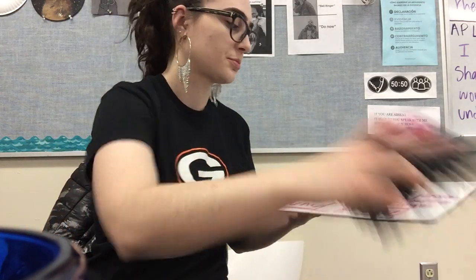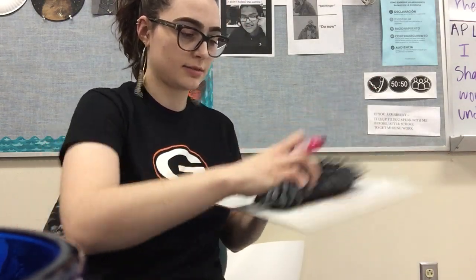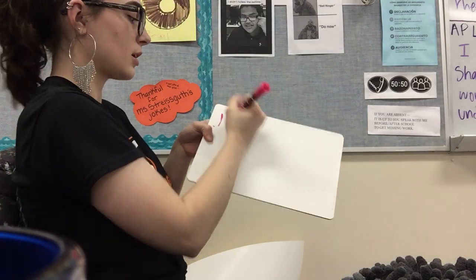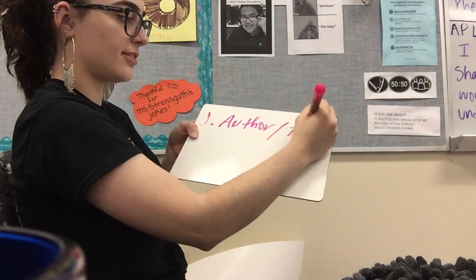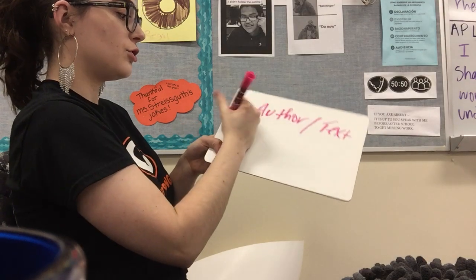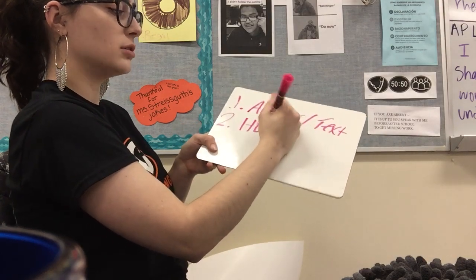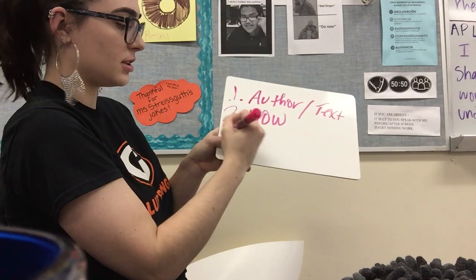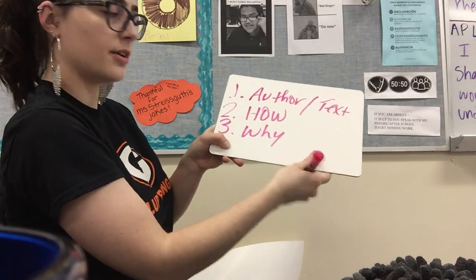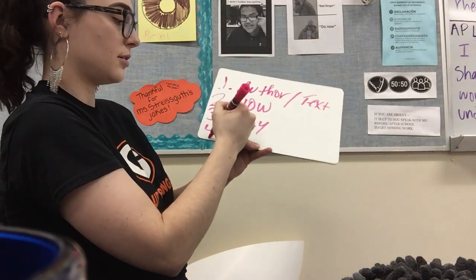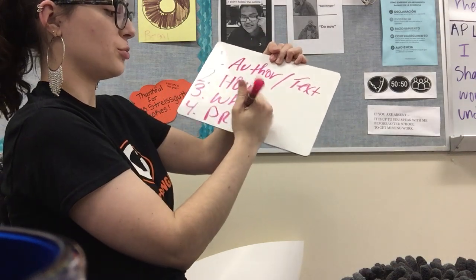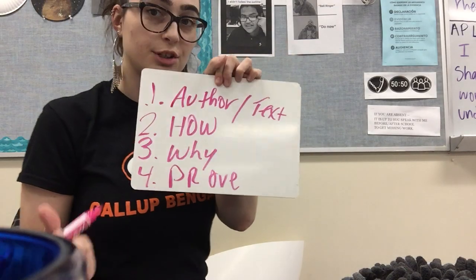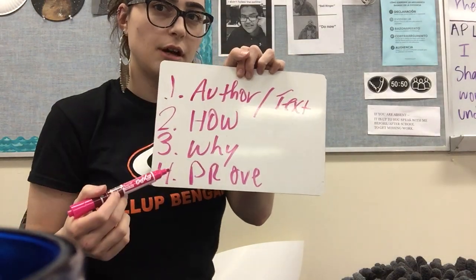So, to make it a little bit prettier for you. 1, intro the author and the text in some way. 2, how are they writing their argument? 3, why are they doing it this way? 4 is what are they trying to prove or do? Wow, you will notice you have 4 parts here.